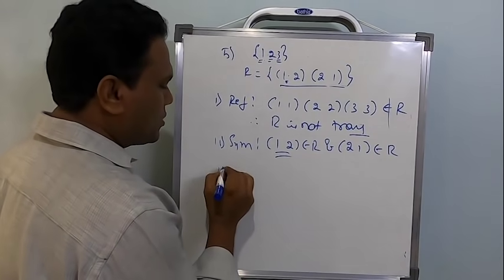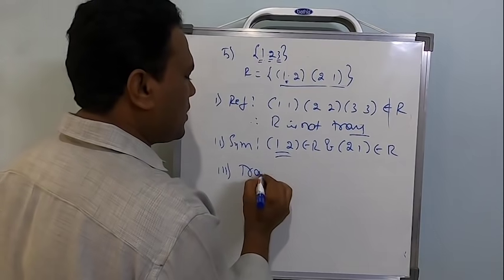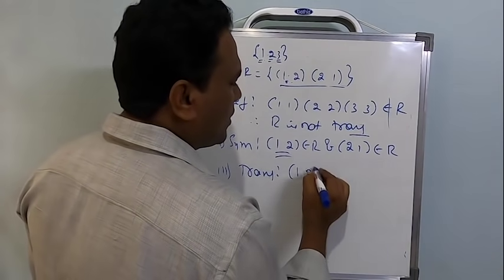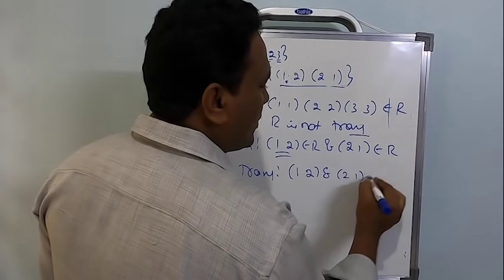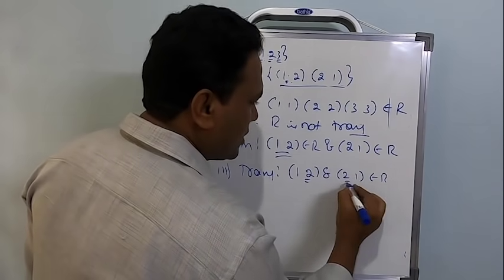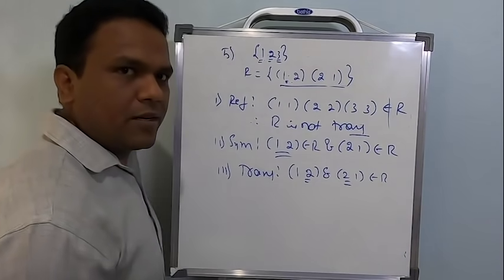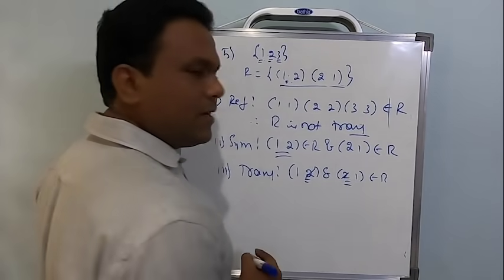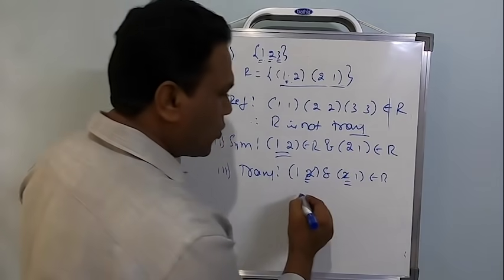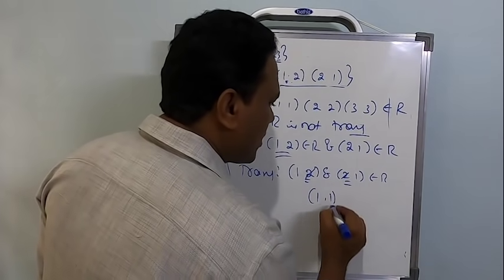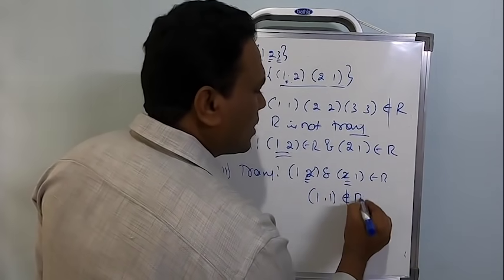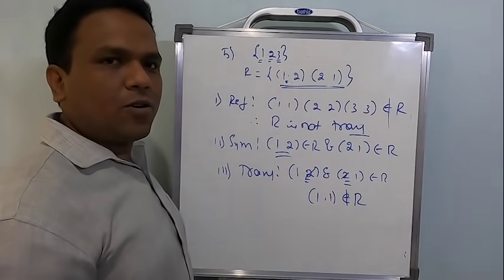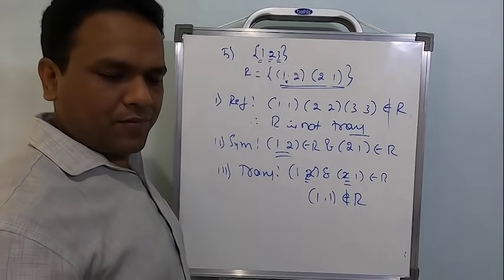Right. Now let's go to transitive. So how to check transitive? I said (1, 2) and (2, 1) belong to R. See, these two elements are the same, so I can discuss transitive based on these two elements. And if I eliminate these elements, what is the ordered pair I am going to get? (1, 1). Notice (1, 1) does not exist at all. Hence R is not going to be transitive.